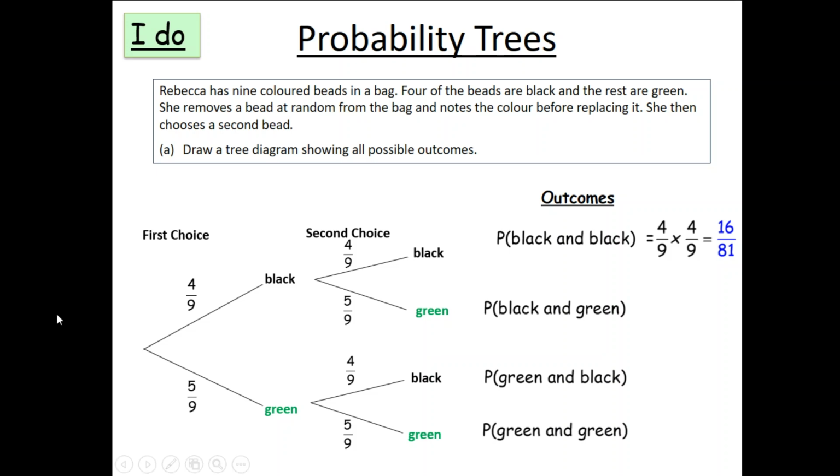Okay, next one, what's the probability of getting a black and a green? 4 over 9 times by 5 over 9, you get 20 out of 81. Probability of getting a green and a black, 5 over 9 times 4 over 9, so you multiply them together, you get 20 over 81 again. And what's the probability of getting a green and a green? 5 over 9 times by 5 over 9, you get 25 over 81. So now this question is complete.